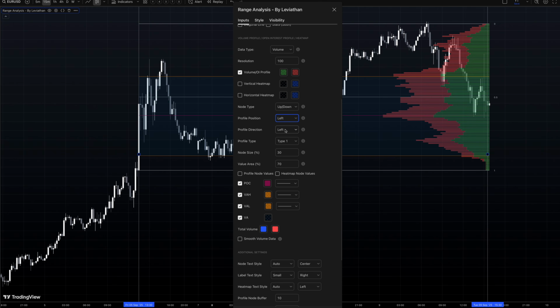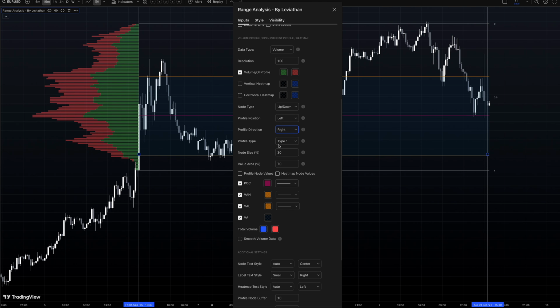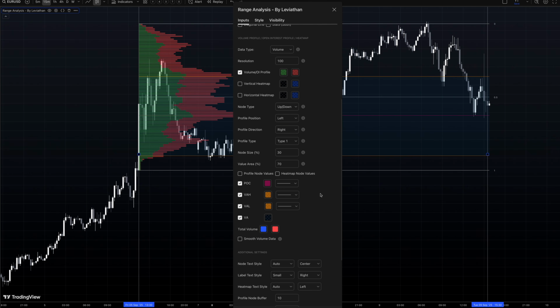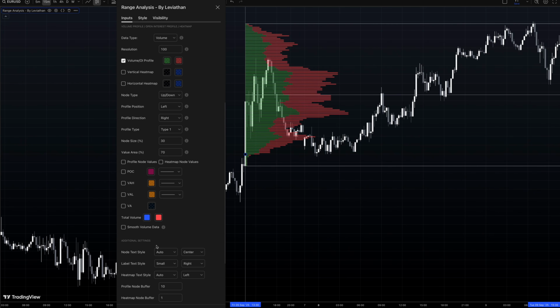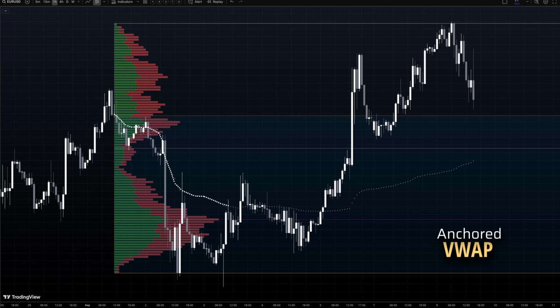The positioning and sizing of profiles are fully customizable, allowing traders to place them on either side of the range with adjustable scaling. Advanced features include point of control, POC identification, marking the price level with highest volume, value area high and low boundaries, and anchored VWAP calculation from the range start.